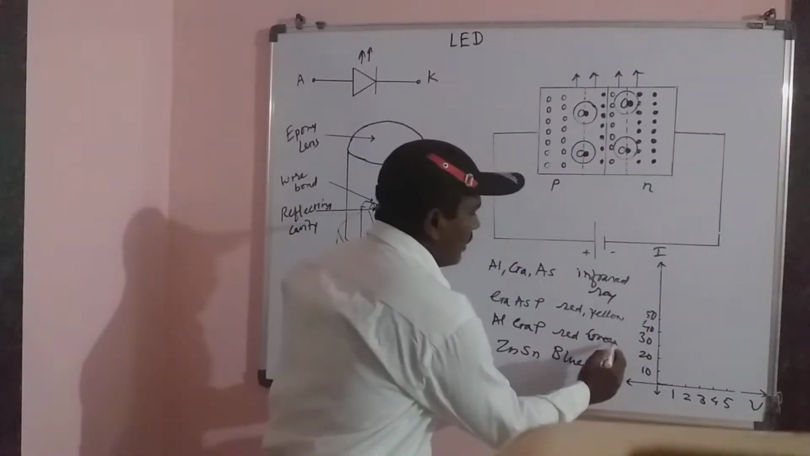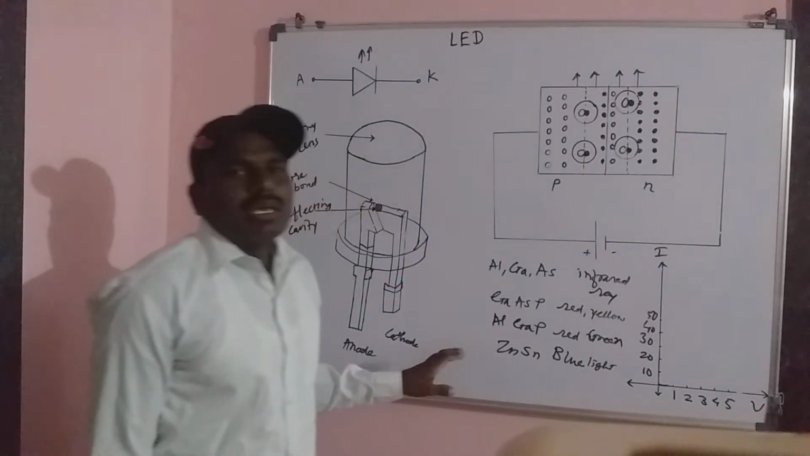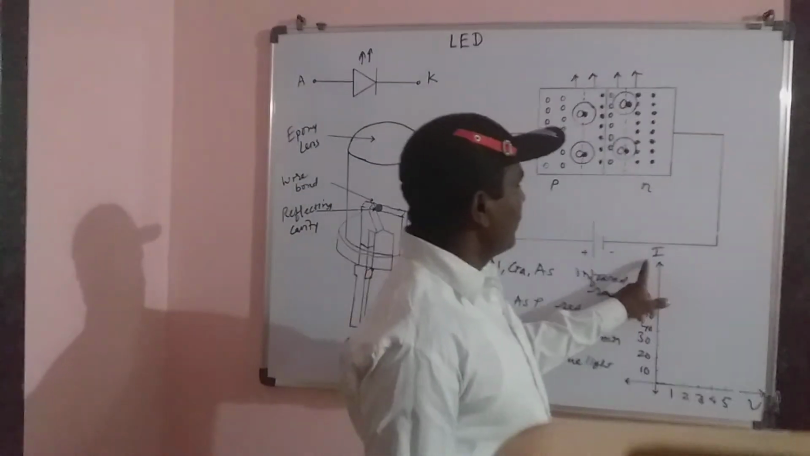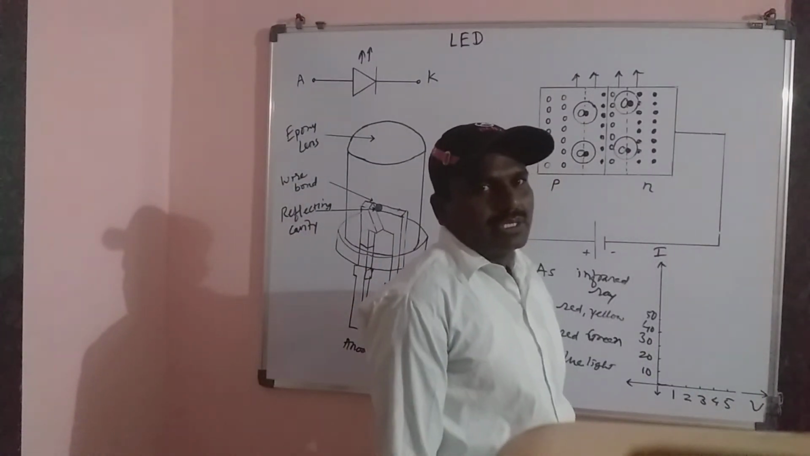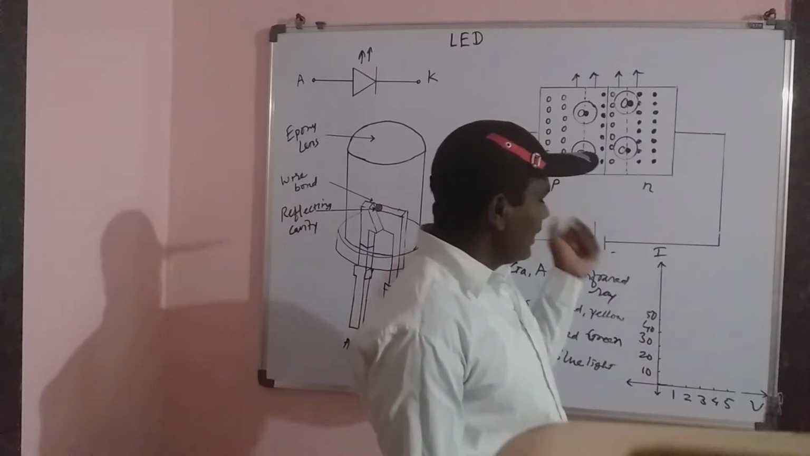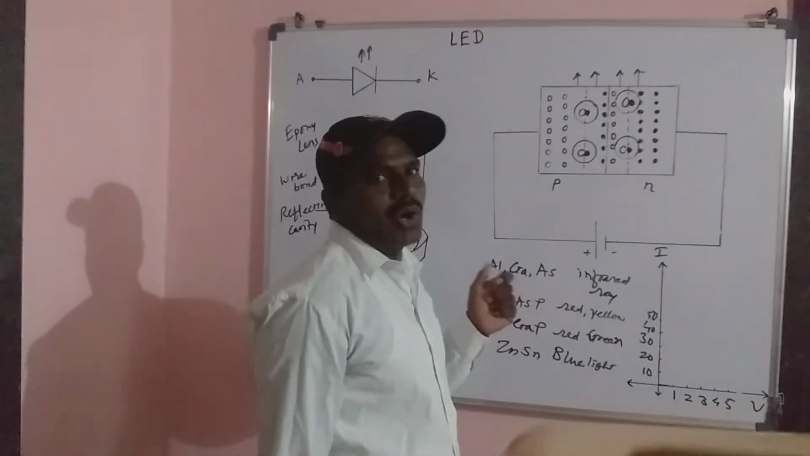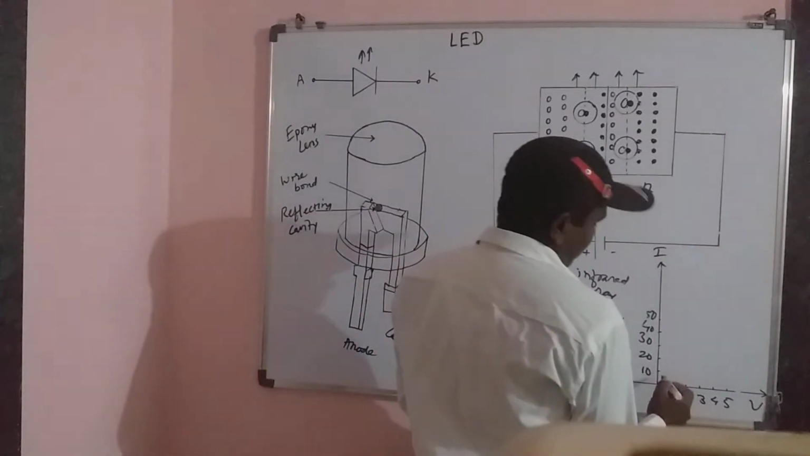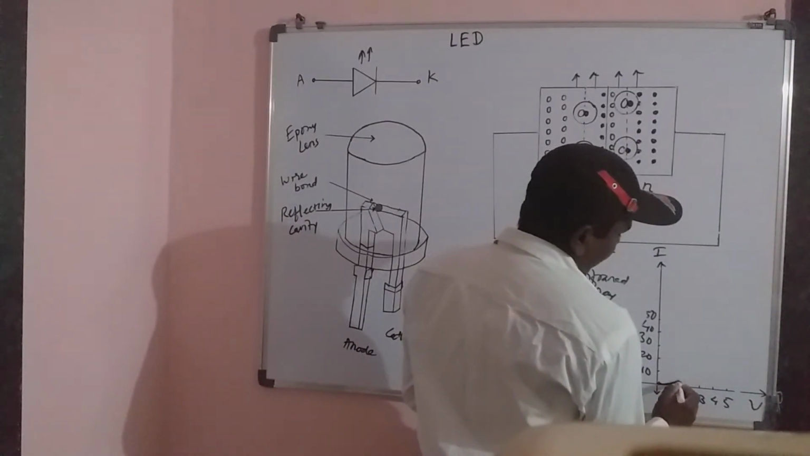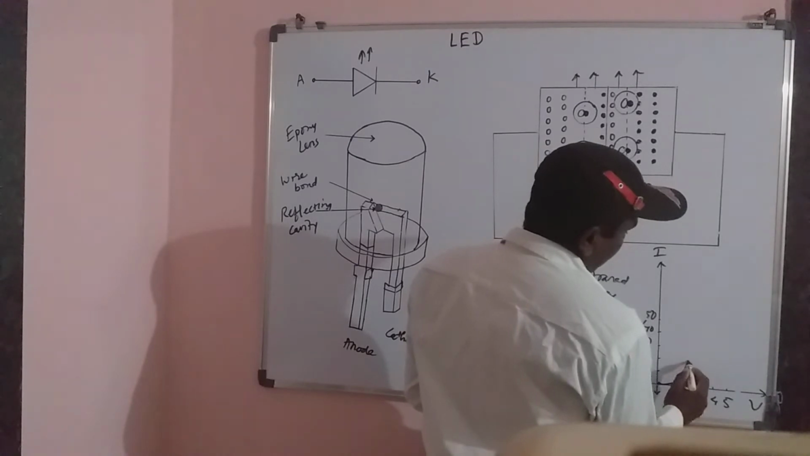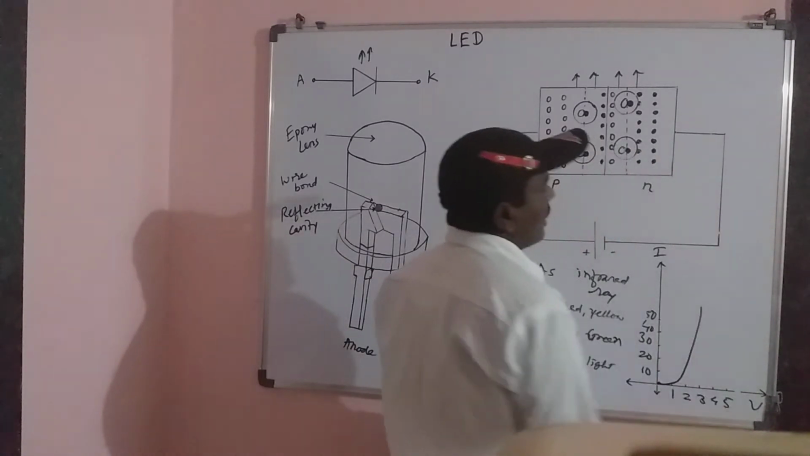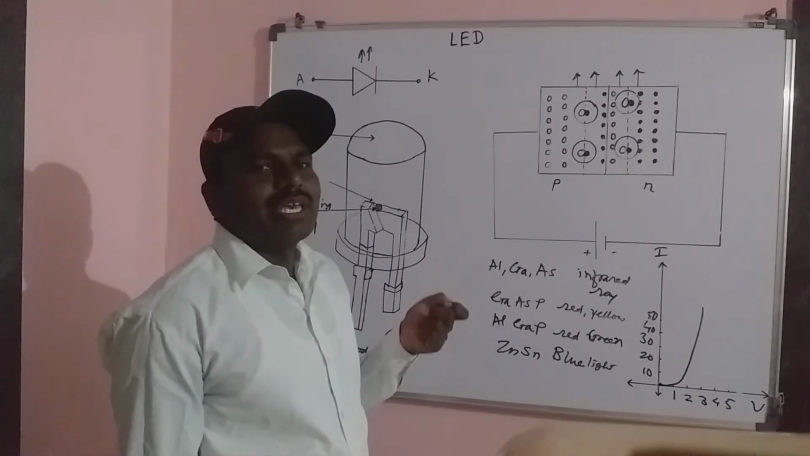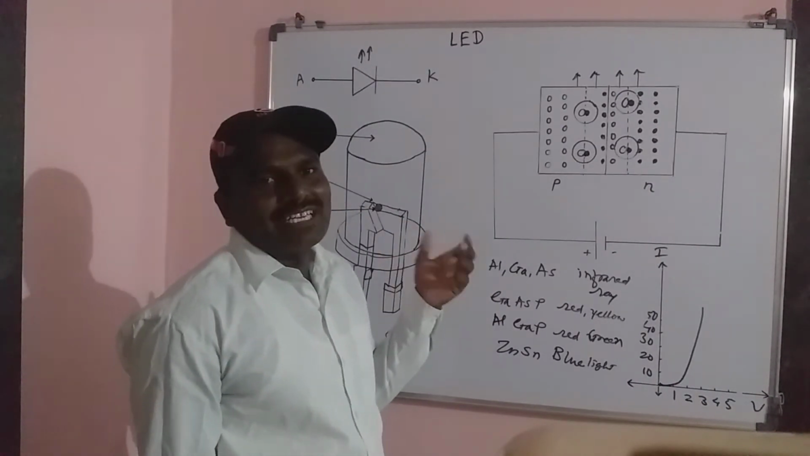If we look at the current versus voltage characteristic, the characteristic of an LED is the same as that of an ordinary PN junction diode. That means at a particular voltage the current suddenly increases, and we get a large amount of current, and from that large current we get a maximum light output.